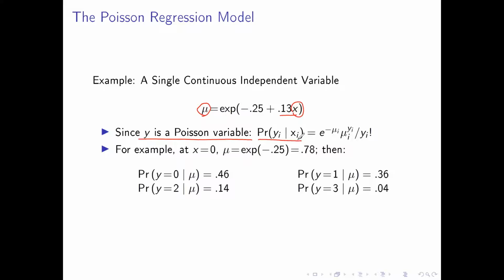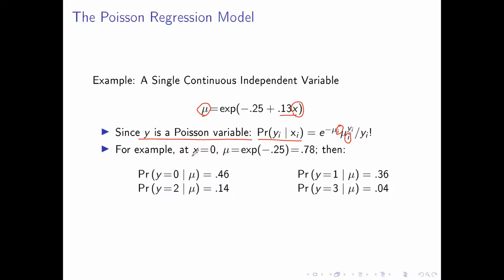Since y again is a Poisson random variable, here is how to calculate its probability. The only thing that differs from the formula that we talked about is that the mu varies with individual. And in rare cases, they're going to be the same across individuals, when the individuals have exactly the same set of values for the full set of independent variables. In this case, we have a very special case: we have one single independent variable.